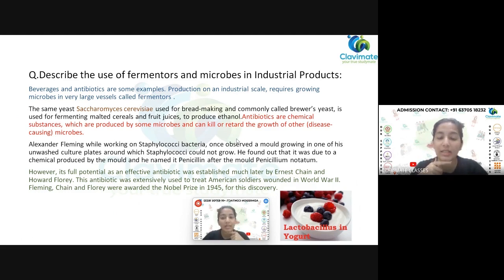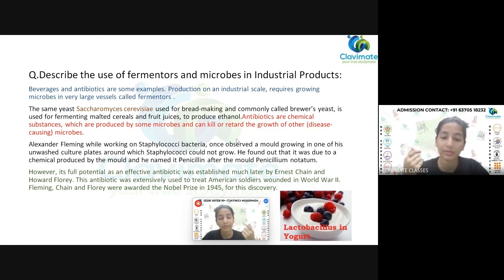Antibiotics are chemical substances which help you fight diseases. They are much more beneficial for the body.